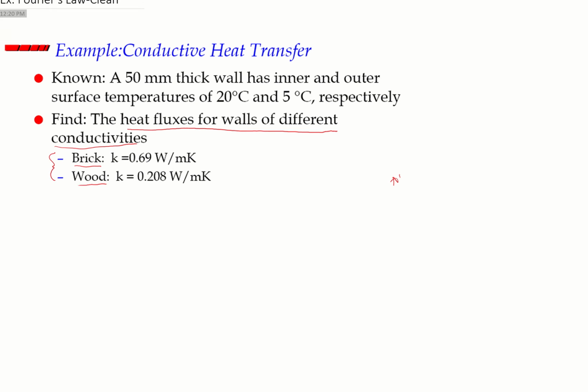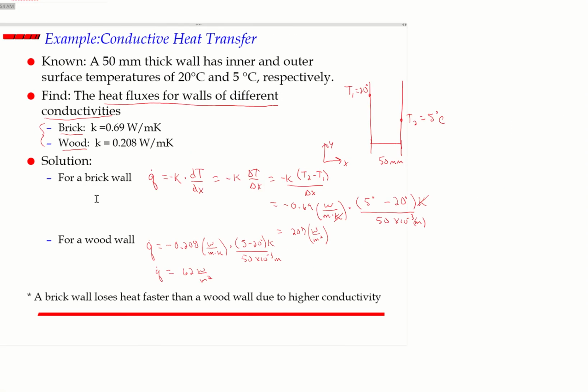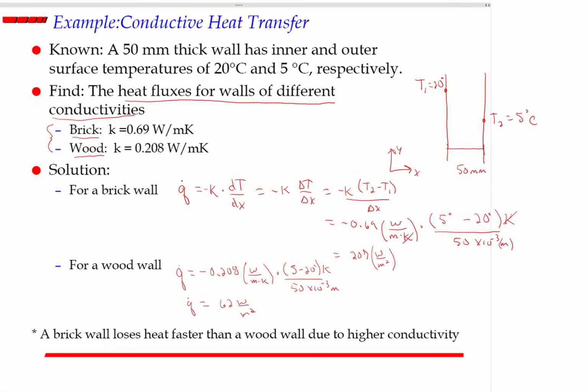Okay, so let's take a look at how we would solve this and apply Fourier's law to solve this problem. First thing, we'll draw out our problem here. So here I've drawn a wall, and here T1 is the temperature inside, and T2 is the temperature outside, and the thickness of the wall is 50 millimeters, and the coordinate system that we're using is this XY coordinate system.